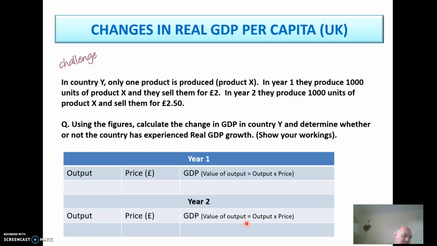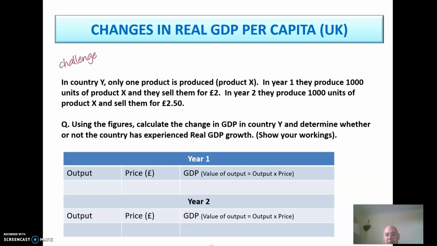Okay, bottom half of the page, you guys have got this information, and the scenario reads, in country Y. So imagine a simple economy where there's only one product produced. We'll call it product X. In year 1 they produce 1,000 units of X and they sell them for £2. In year 2 they produce 1,000 units again of product X, and this time they sell it for £2.50. And the question asks you, using the figures, calculate the change in GDP in country Y, that should say country X, and determine whether or not the country has experienced real GDP growth and show your workings.